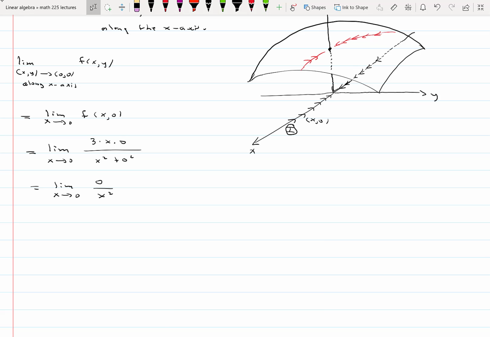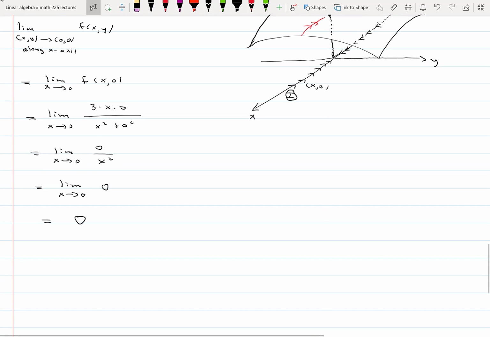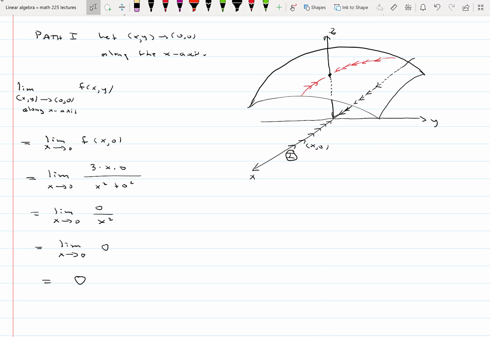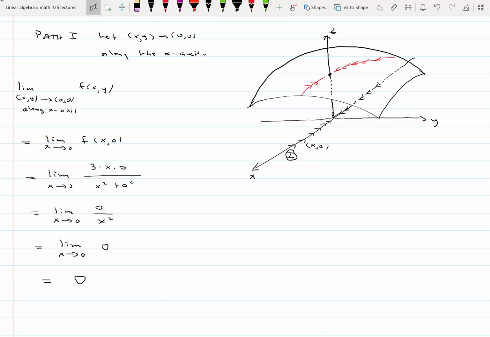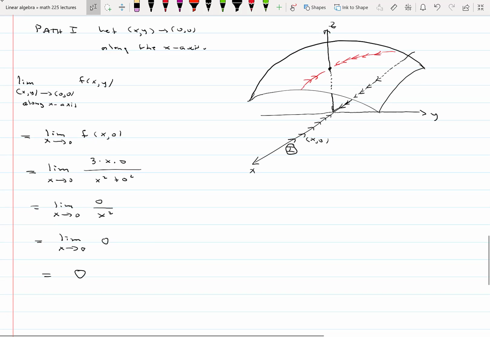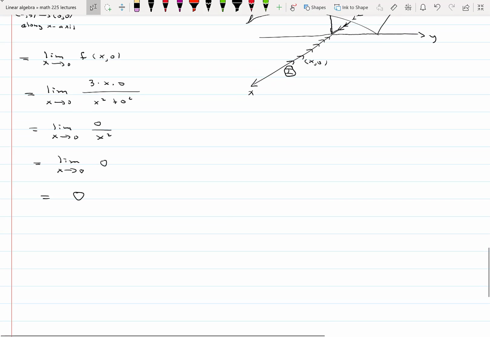3 times x times 0 is 0, so we're looking at the limit as x approaches 0 of 0 over x squared. And as long as I'm not letting x equal 0, and I'm not, the limit never allows x to equal 0, 0 over x squared is just 0. So the limit as x approaches 0 of 0 is just 0. The limit of a constant is just that constant. Okay. So as x and y approach the origin along the x-axis, the z values, f of xy, approach 0. This is not the way I've got it drawn there, but that's okay.